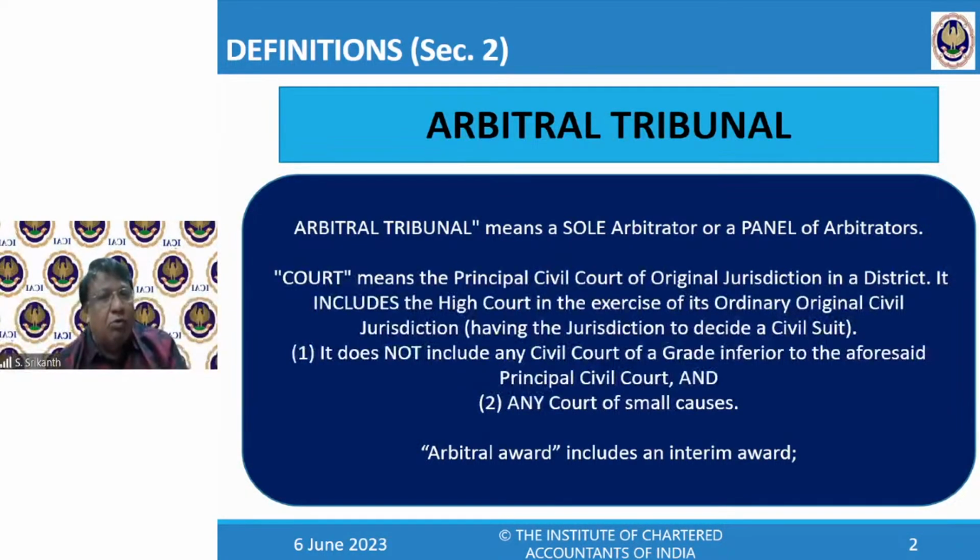If the value is above that amount, you go directly to the High Court on the original civil jurisdiction. Or if you are not happy with the order of the district magistrate or metropolitan magistrate, then you go for an appeal. Either way, the High Court has original jurisdiction, appellate jurisdiction, and writ jurisdiction. On a writ also, three jurisdictions are there. Of course, this does not include any civil court of a grade inferior to the aforesaid, and any court of small causes. There are some smaller courts than this, which will not come under this category.